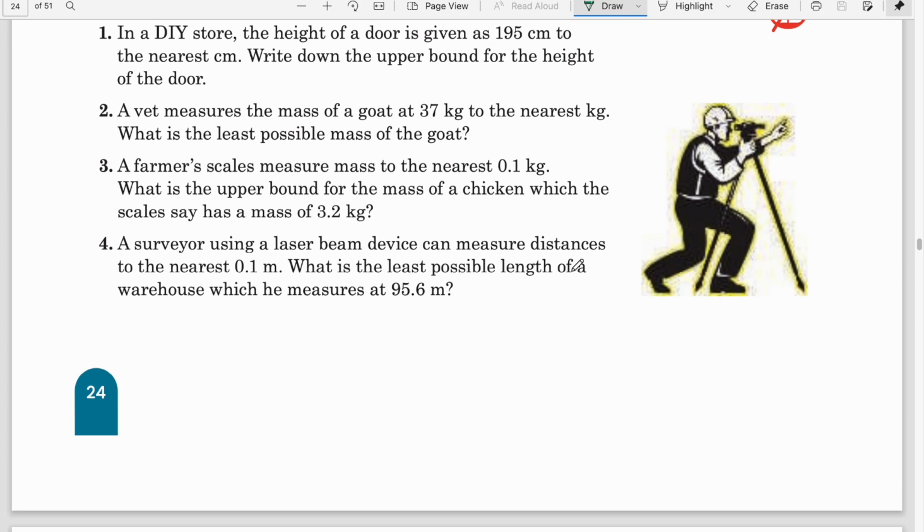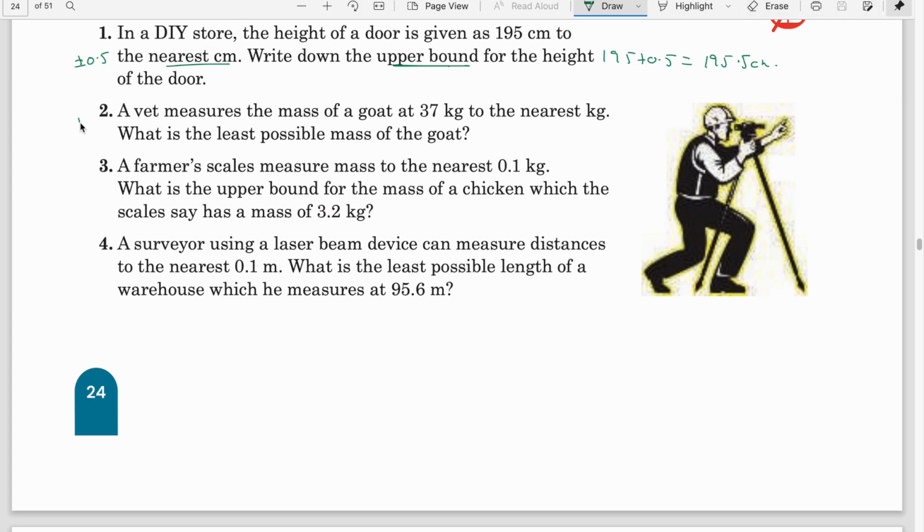Let's try the exercise. In a DIY store, the height of the door is given as 195 centimeters to the nearest centimeter. Write down the upper bound. So when it is nearest centimeter, we are adding or subtracting half, and he is interested in the upper bound only. So 195 plus 0.5 is 195.5 centimeters.